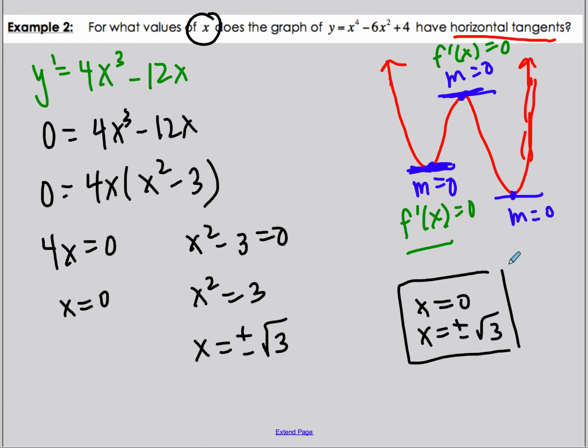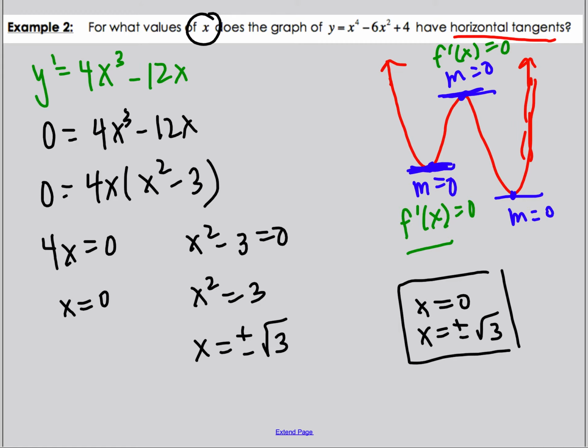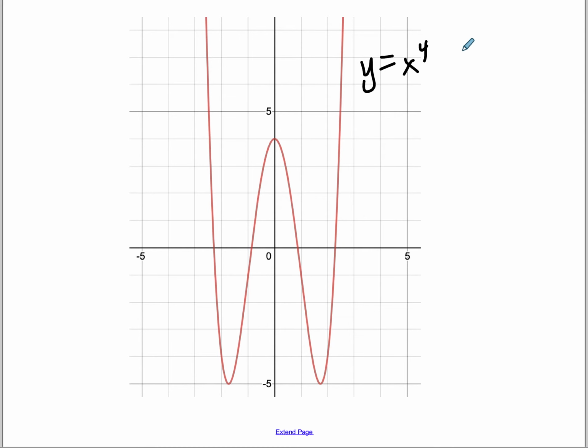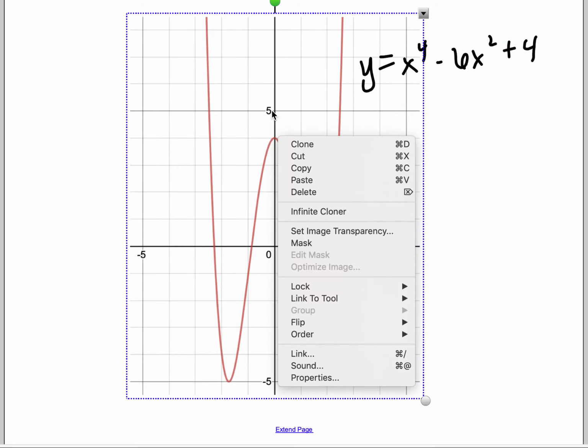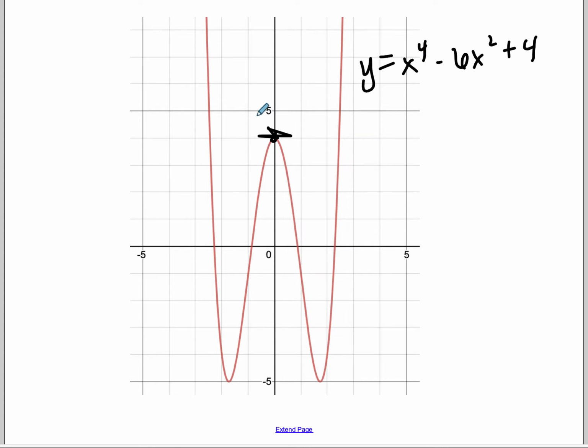Okay. If you wanted to, you could most definitely confirm on your calculator that it's correct. I don't have access to my graphing calculator right now, but I did graph this equation on Desmos. So here's what our original graph looks like. X to the fourth minus 6x squared plus 4. So I got one answer was x equals 0. Right here. X equals 0. And then the other one, this would be when x equals the square root of 3.